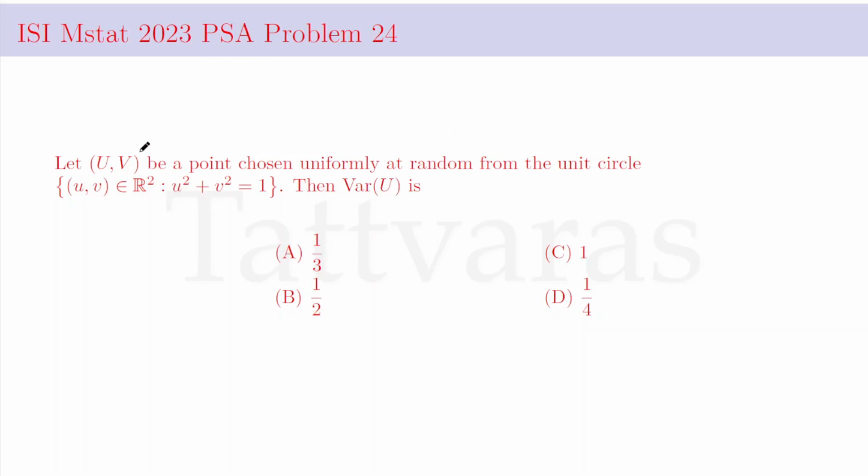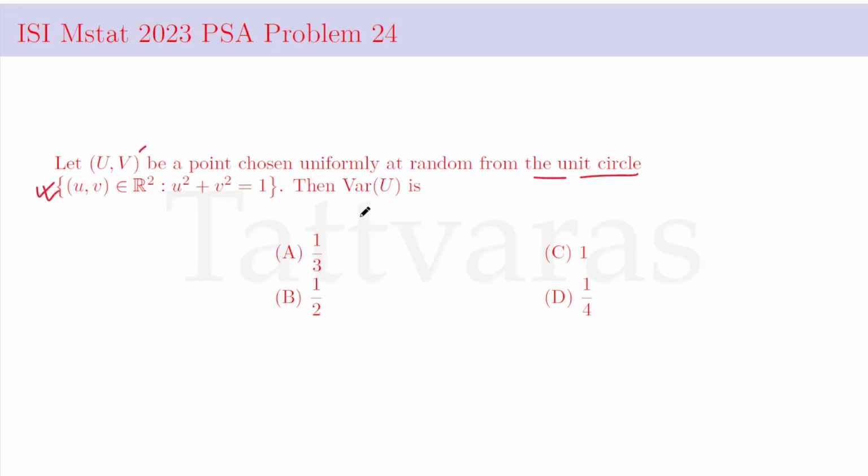And it says that we have a point, say (U, V), that is randomly chosen uniformly from the unit circle. So we have the unit circle that is of unit distance from the origin, and a point is chosen randomly on that unit circle. As you all know, the region is denoted by the set of all small u and small v such that the sum of the squares is 1, or in other words, the Euclidean distance from the origin equals 1. So this is a circular region.